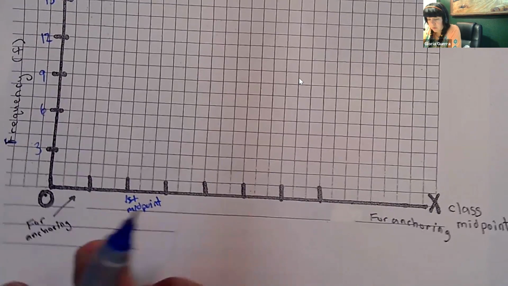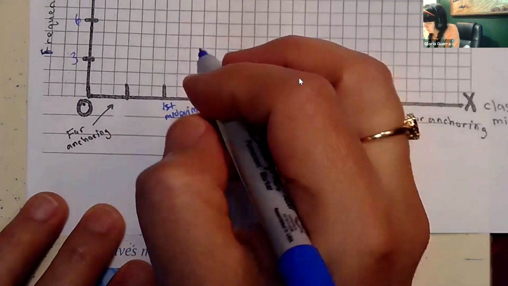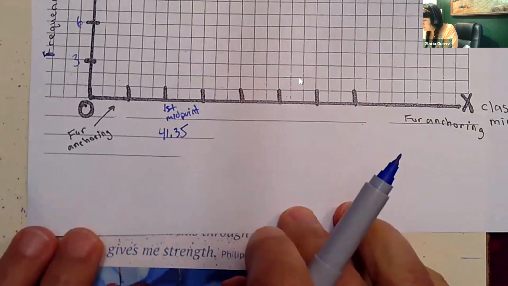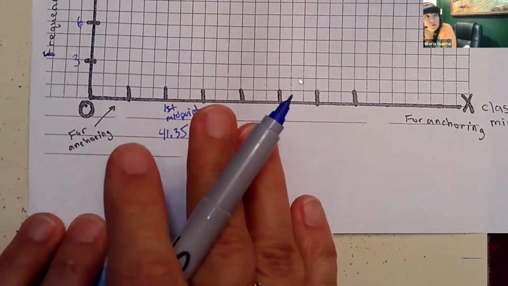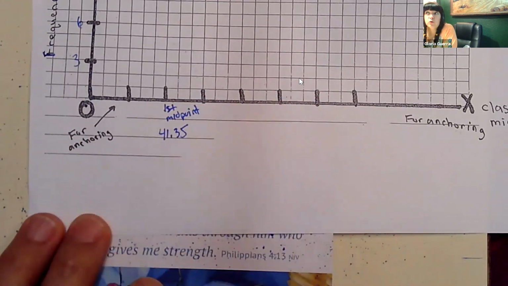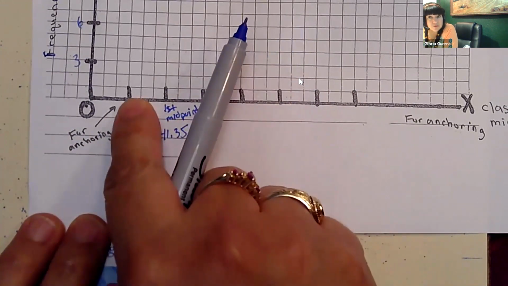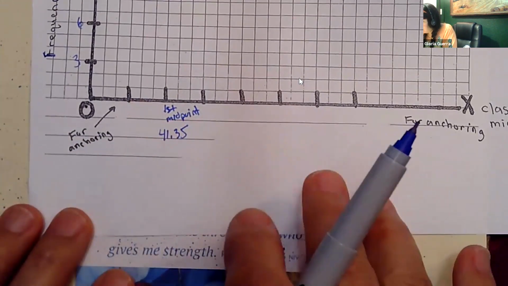Okay, so now you go to your graph here, and remember the first midpoint was 41.35. So you put that down here, and remember you have to anchor it. That's why you might want to do it on paper first and then on the computer, because when you do it on the computer, this is not the first thing you're going to put on the computer. So you have to start off anchoring it, which is why you might want to do it on paper first and think it out.